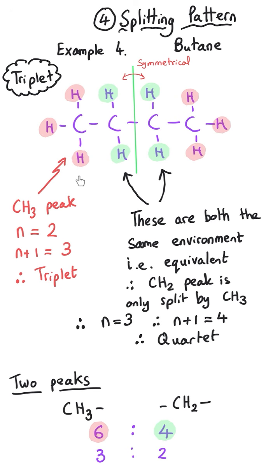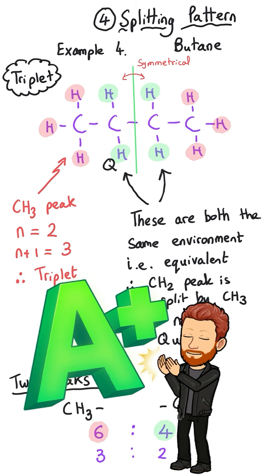So the CH3 will be a triplet, the CH2 will be a quartet, and then we've hit the identical environment and another identical environment. So 2 peaks, a ratio of 3 to 2, and that will be a triplet and a quartet, respectively.